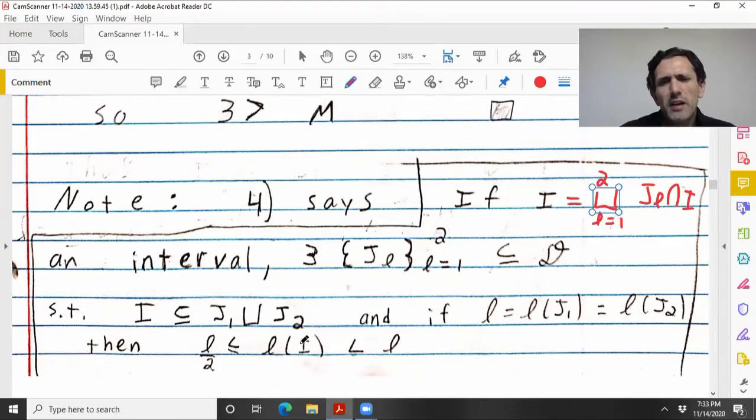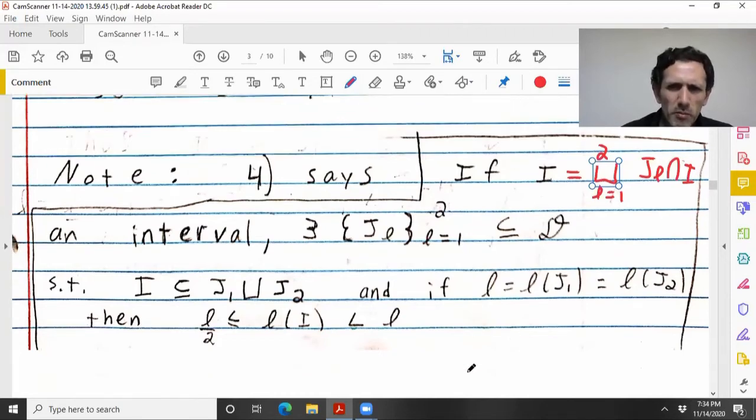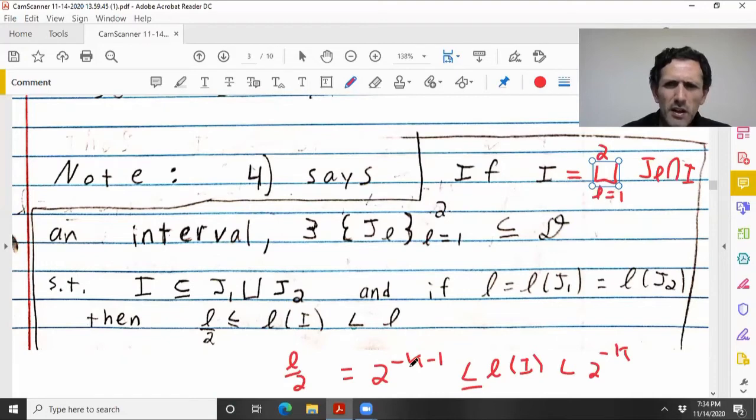Instead of being the length of I, L over 2 is less than or equal to the length of I, which is less than L, because this is exactly how we picked K. So if you go back to 4, we picked K exactly in such a way that, remember, 2 to the minus K minus 1 is less than or equal to the length of I, which is less than 2 to the minus K. But this here is equal to L over 2. The length of these intervals here, J1 and J2, is 2 to the minus K minus 1. We're picking these to be in D_K. And this is exactly L. It's 2 to the minus K.